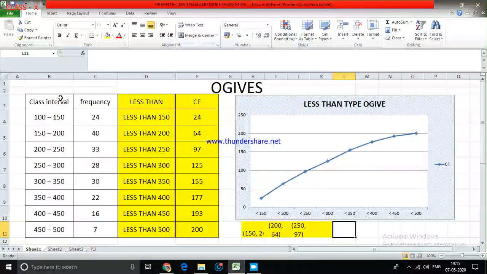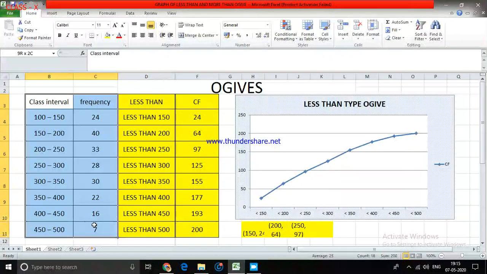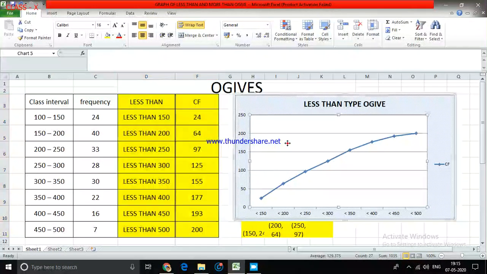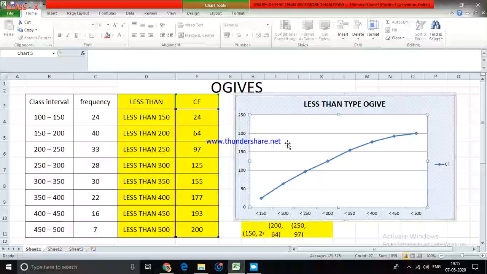So in the question, they will give you only this part, this blue color highlighted part only. They will give you class intervals and frequency. First you have to convert this into less than type. Then you have to find its corresponding cumulative frequencies. Then you have to draw this graph. Okay. Now how do you find the median using this process?